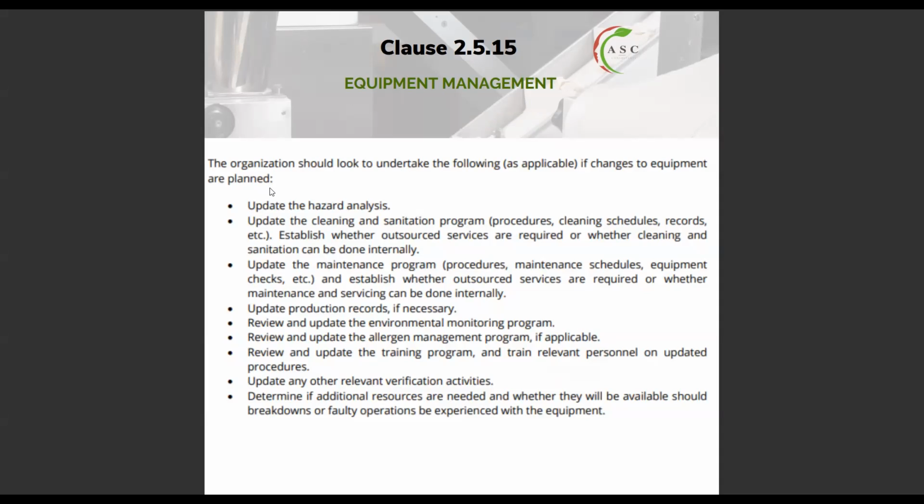So in terms of the guidance document, the organization should look to undertake the following. If changes to equipment are planned, you must update the hazard analysis. You must ensure that you update the cleaning and sanitation program and show evidence that this has been done, and establish whether outsourced services are required or whether cleaning and sanitation can be done internally. You must update the maintenance program and establish whether outsourced services are required or whether maintenance and servicing can be done internally. Update production records, review and update the environmental monitoring program, the allergen management program.